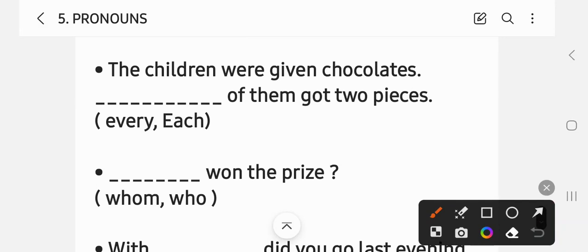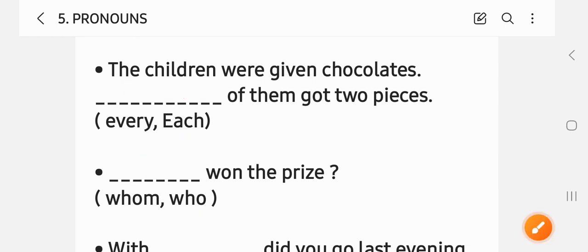The children were given chocolates. Dash of them got 2 pieces. Each and every. The correct answer is each. Each of them got 2 pieces. Dash won the prize. Whom and who? The correct answer is who. Who won the prize? Here it's an interrogative pronoun.